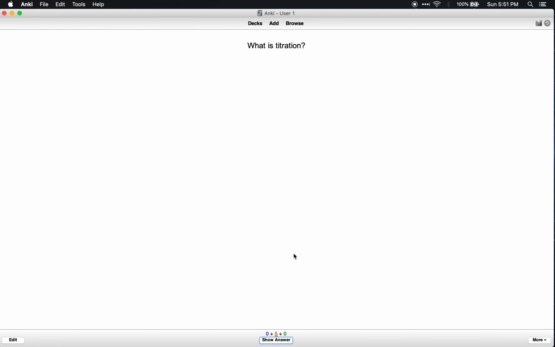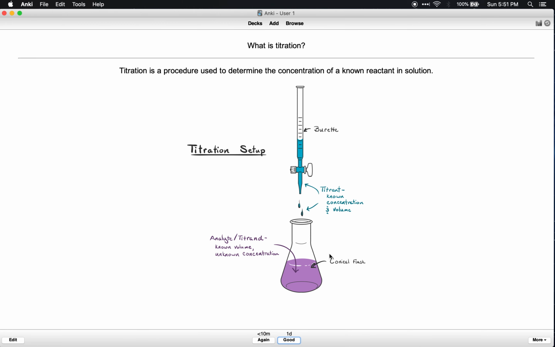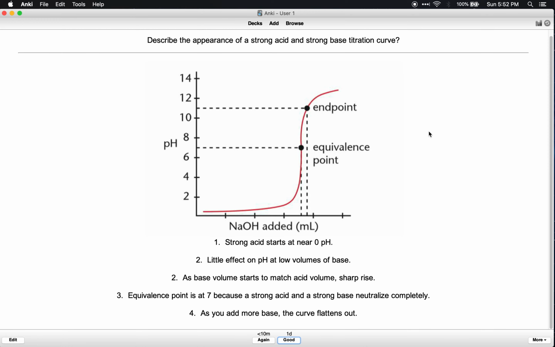Titration uses a titrant, which you know the moles and volume of, and the titrand is something you only know the volume of, but you don't know how many moles are in there. Kw equals H3O plus times OH minus equals 1 times 10 to the negative 14 at 25 degrees Celsius. Strong acid and base titrations start off very low, then jump up. The equivalence point is at pH 7 because they neutralize each other completely.